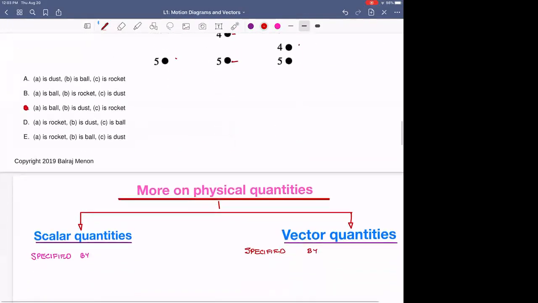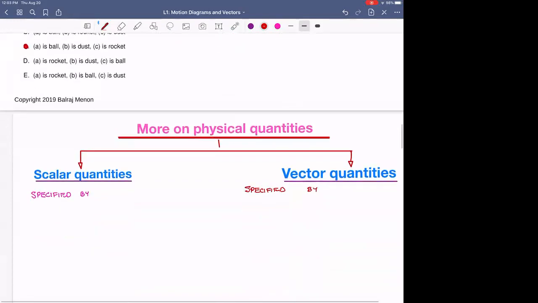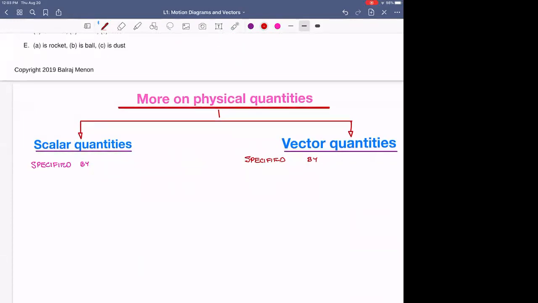Having talked about motion diagrams, let's move on and focus a bit more on these physical quantities that we talked about. Physical quantities are just mathematical quantities that we need in order to describe motion. As it turns out, physical quantities can be classified into 2 separate groups.